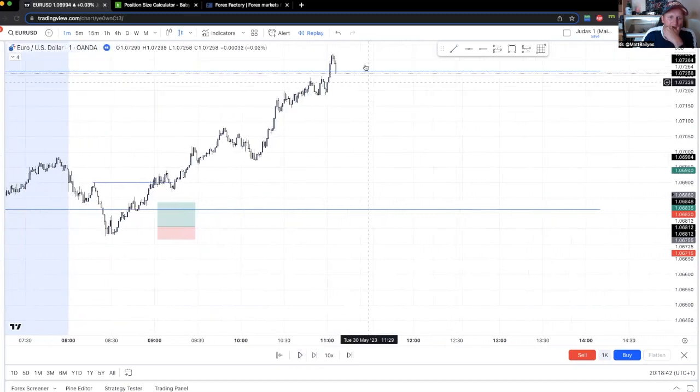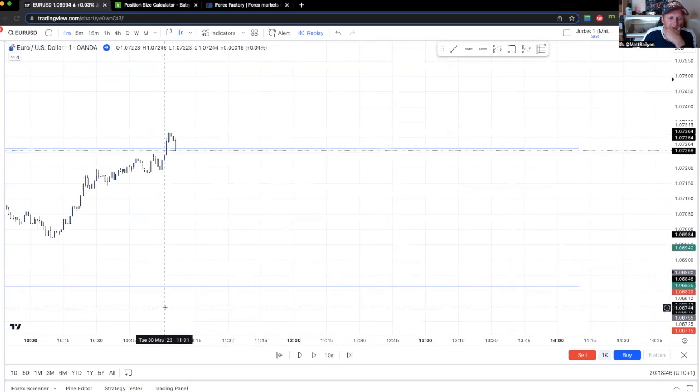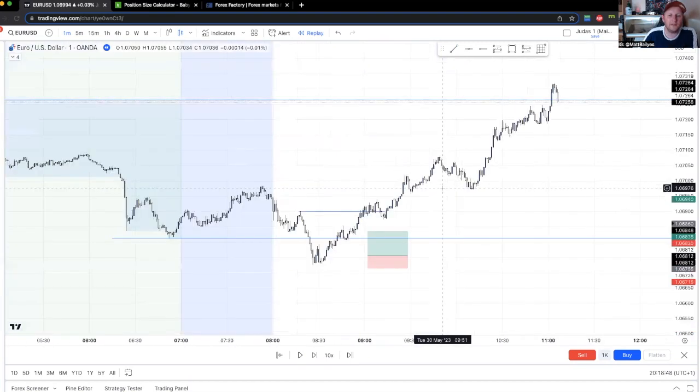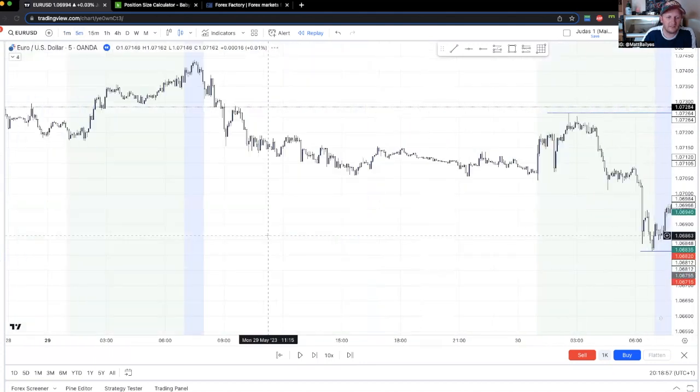Now, if it breaks the top right there, you can probably look for another entry up here. So we're going to give that a go, but it's gone 11 o'clock, so I wouldn't enter after that anyway. So let's go. Well, that one is no. That was not a win or a loser. So let's go back to the 5-minute time frame and go to the previous day.